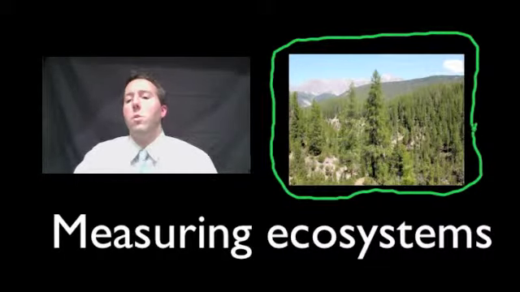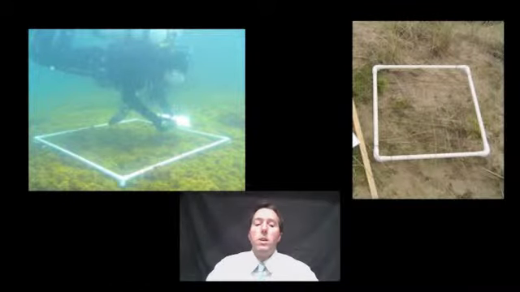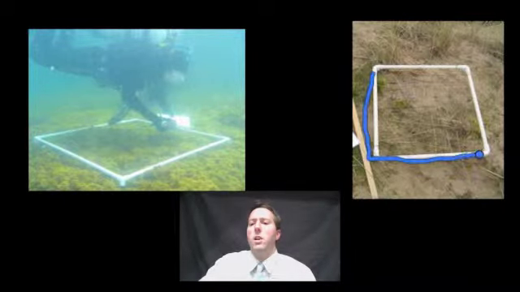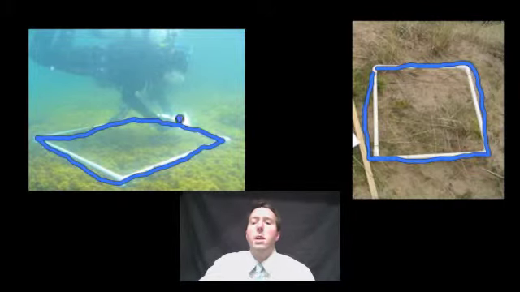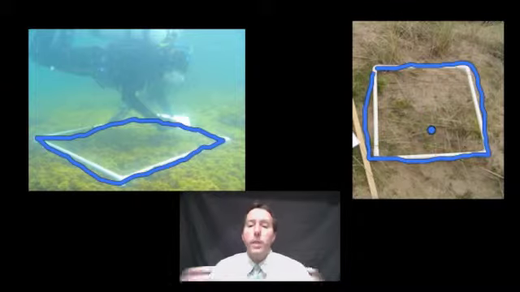So there are different ways which we can study ecosystems. One great way to study ecosystems is to use something called a quadrat. A quadrat is often a little square or rectangular, it can be a circular patch, and we put that down in an ecosystem. So this is a grassy area, this is a marine ecosystem, and we count the number of organisms in that little quadrat, and then we extrapolate.